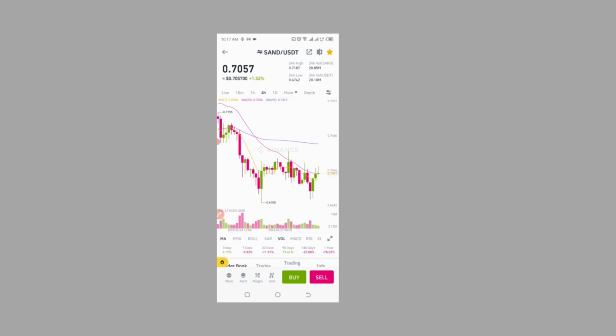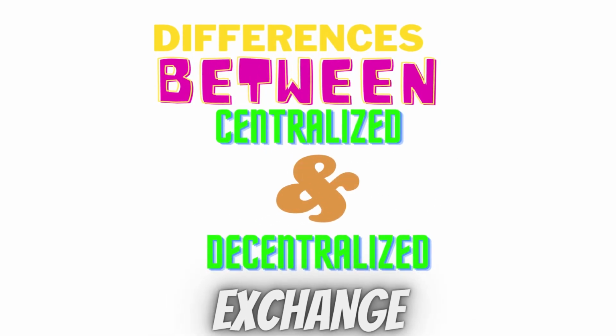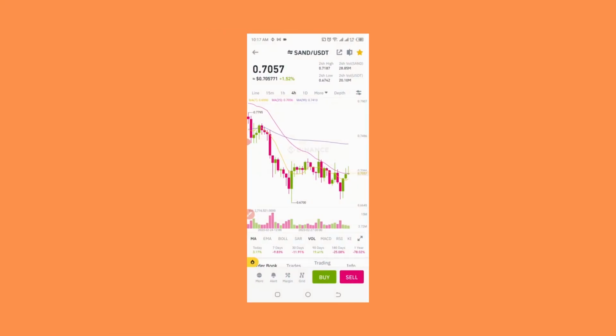So now, today's lesson is on the differences between centralized exchanges and decentralized exchanges. The differences, the disparities. So now, what are centralized exchanges? Centralized exchanges are owned by one person, one entity, or one organization. Well, the decentralized exchange is for everyone. It is built on a blockchain.